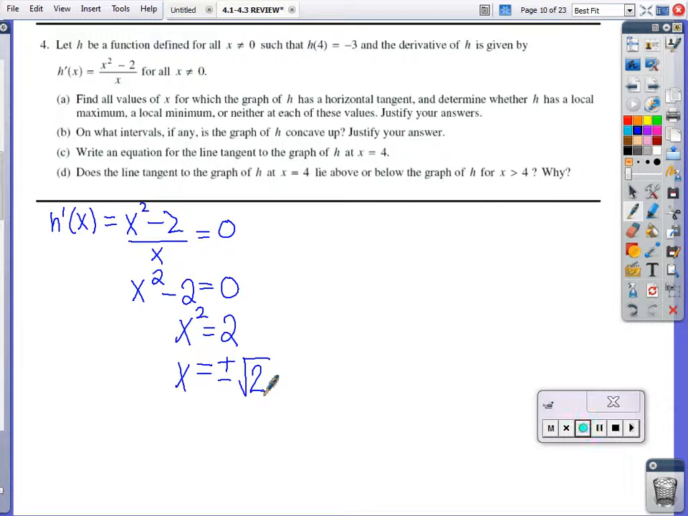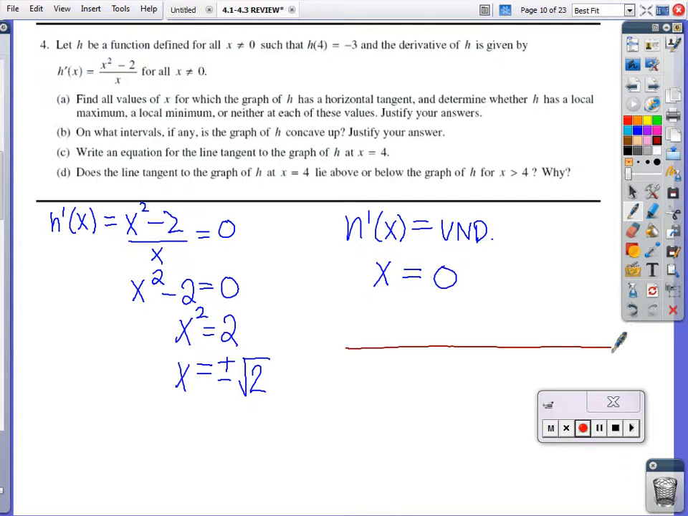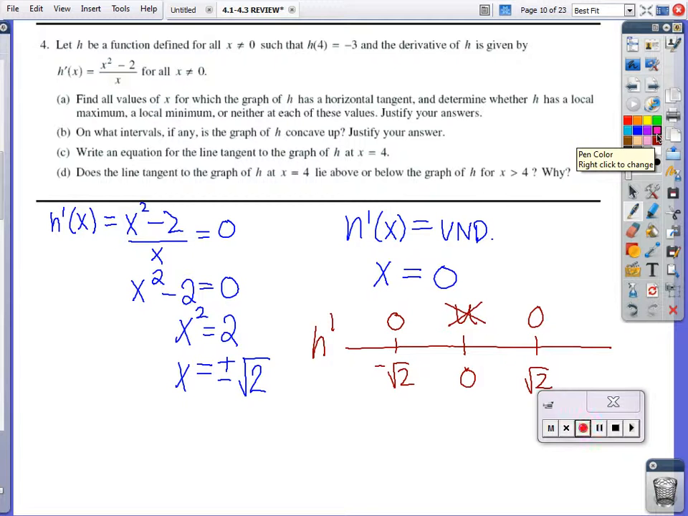Determine whether h has a local maximum, a local minimum, or neither at these values. So I'm going to go through and actually find max and min, which means I would have to set this equal to undefined. Take my denominator, set it equal to 0, and so now I can do my sign chart for h prime. My values are 0, negative root of 2, positive root of 2. There's a 0 and a 0, undefined crossed out because x can't equal 0. So to get my signs, I'm going to use my derivative, which I just boxed right there.